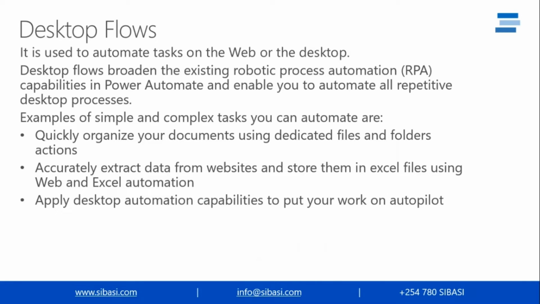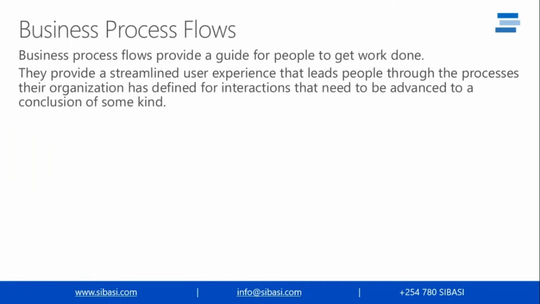You can also apply desktop automation capabilities to put your work on autopilot on desktop flows. On business process flows, you provide a guide for people to get work done, like a step-by-step on how business processes are done. So you can use business process flows to help a user through something like customer service.